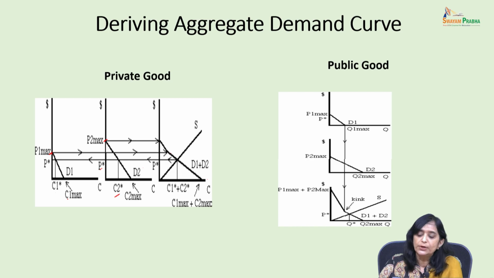As I just told you, in case of a private good, it is horizontal summation. So if you see, this is the demand curve of person, let us say, 1. This is the demand curve of person 2. This demand curve is showing that P1 is the maximum price which he is willing to pay, and for what quantity? Quantity is Q1, which is the maximum quantity. That is, if there is 0 price, this is the maximum which I am willing to buy. Now, person 2 has a different demand curve. He values more of this quantity.